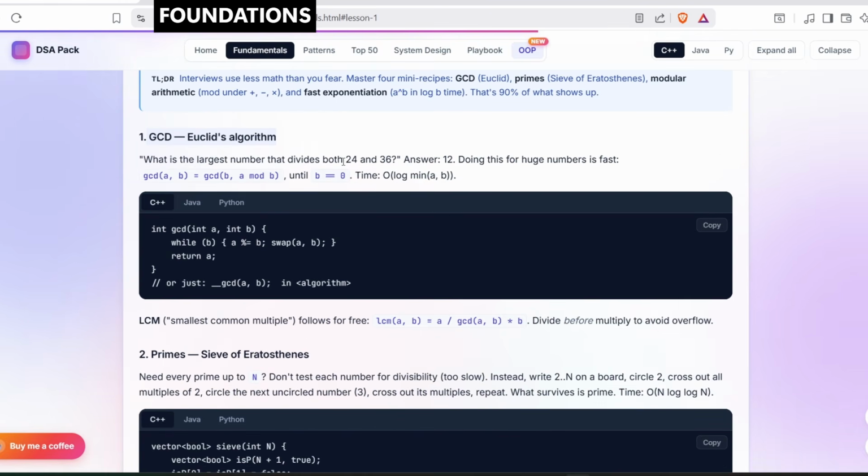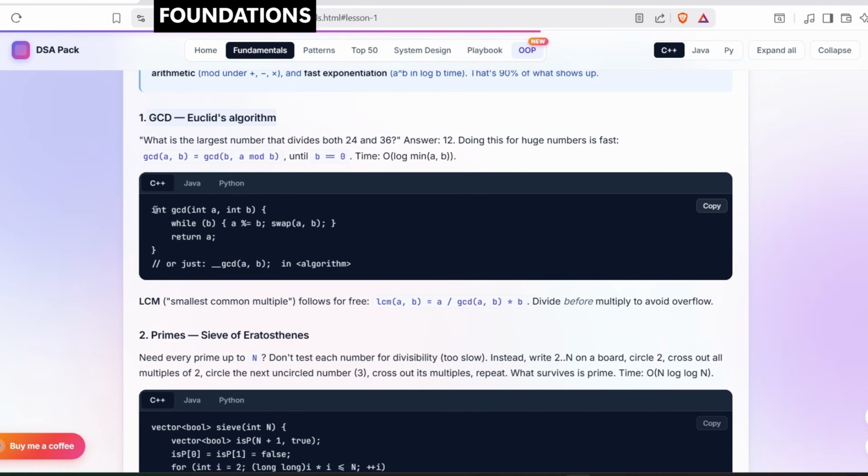What is the largest number that divides both 24 and 36? Answer: 12. Doing this for huge numbers is fast. GCD of A comma B equals GCD of B comma A mod B until B equals 0. Time is log of min A comma B. So minimum of A comma B, like if we have 24 and 36, then we can say minimum is 24. This is the logic of GCD until B equals 0.